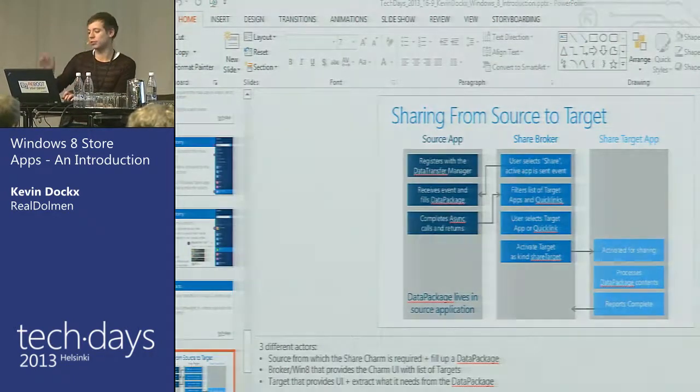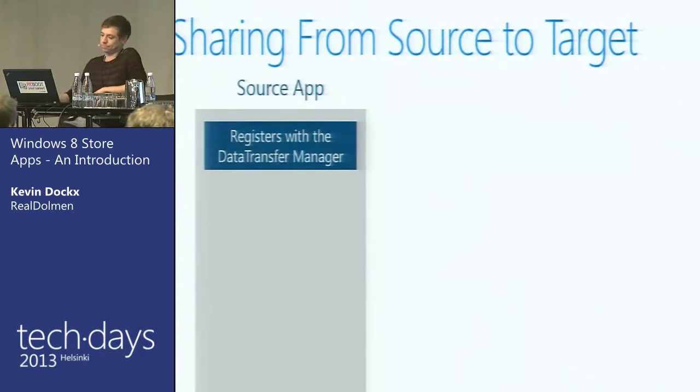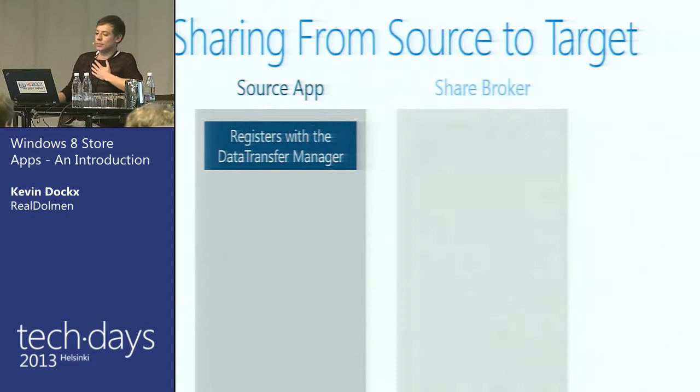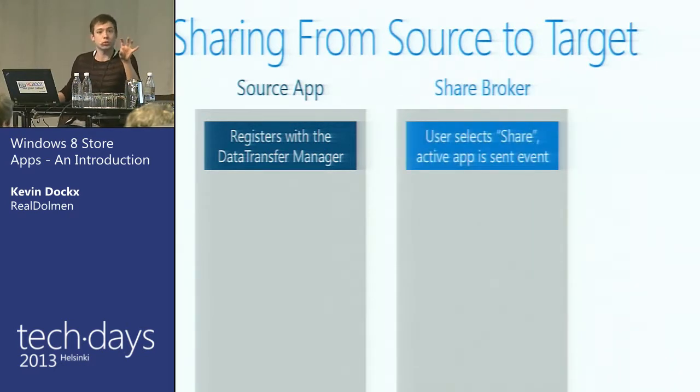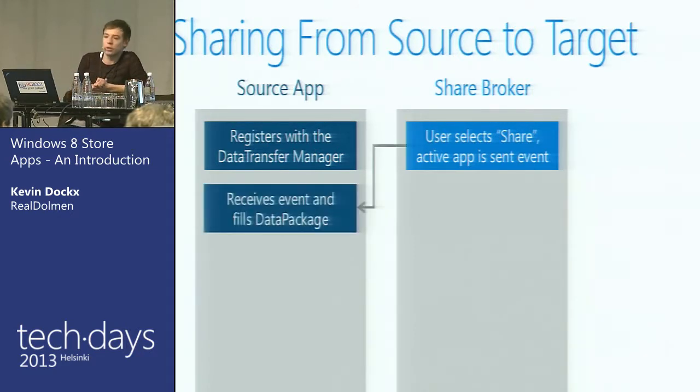Might want to show you this slide first. Kind of explains everything. So I'm a share source. What I will do, and what I'll show you, is I have to register with the data transfer manager, a built-in object, which handles all the sharing between apps. And then the share broker comes up. So the user selects the charms on the right, selects the share charm.